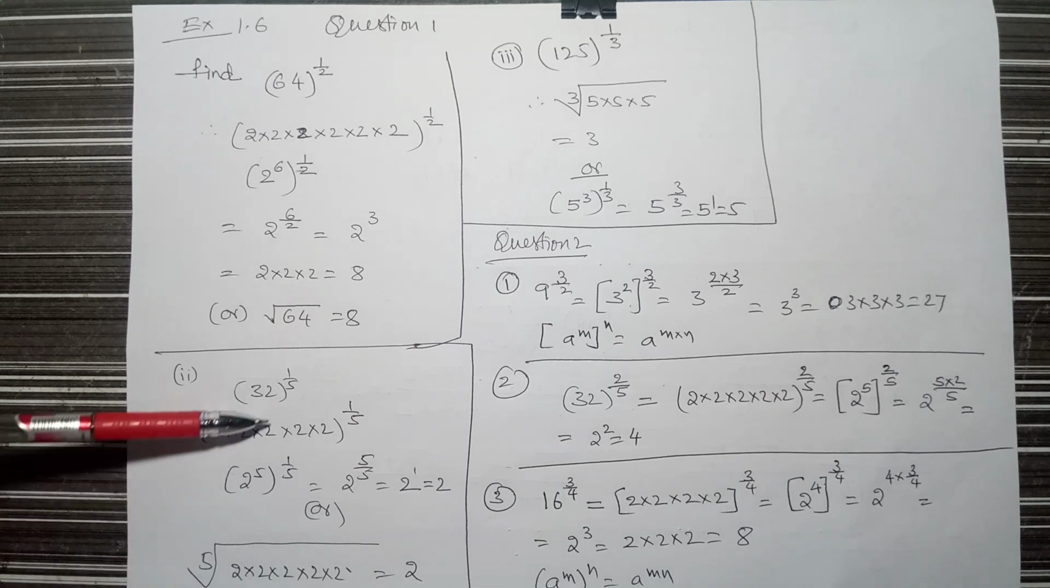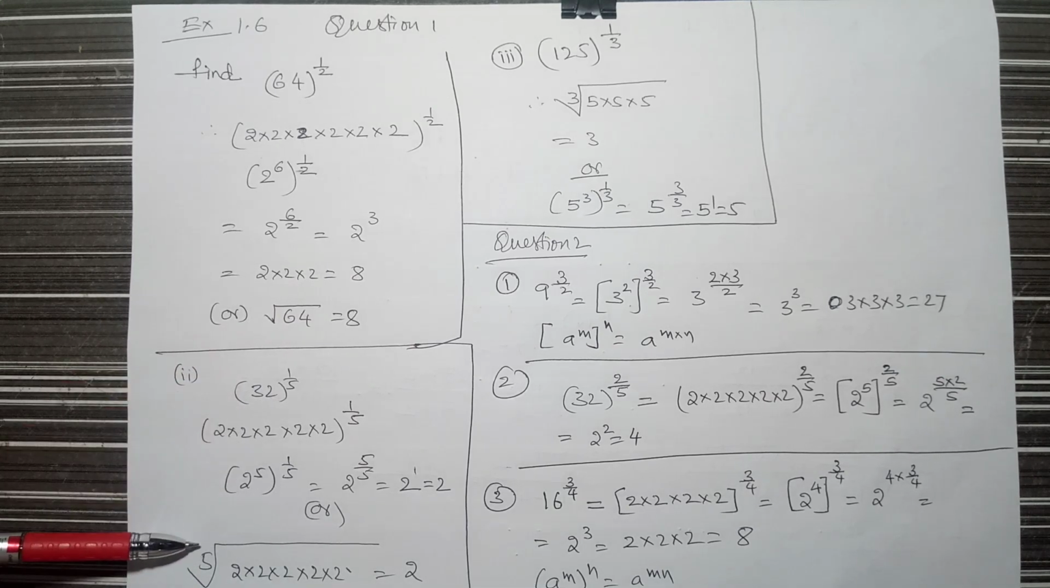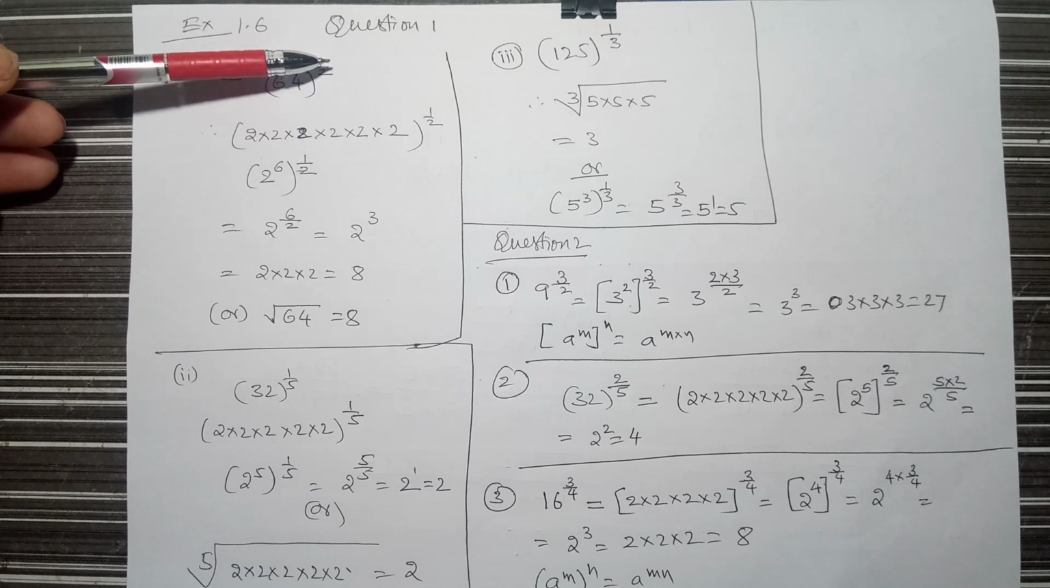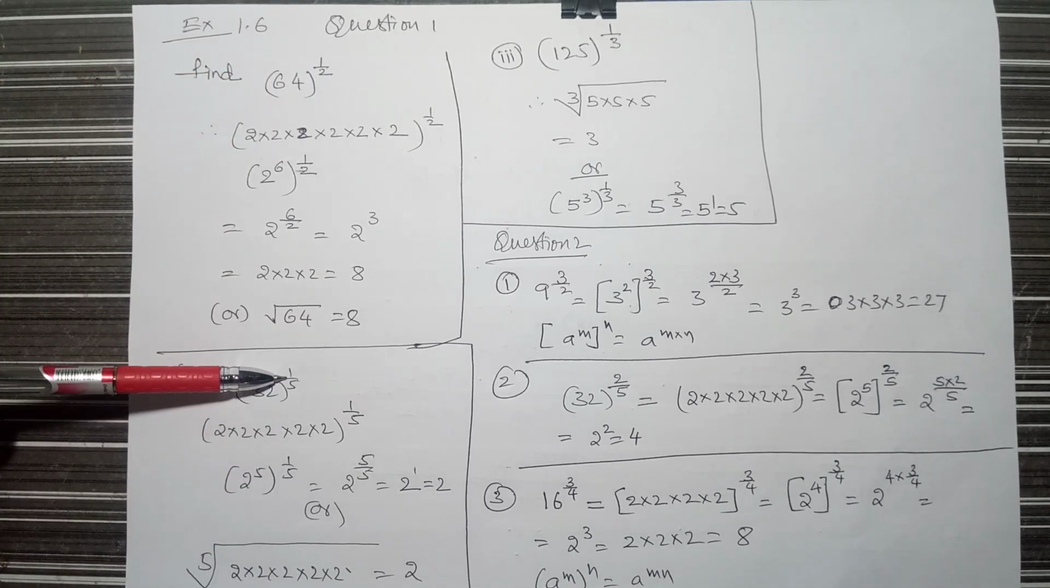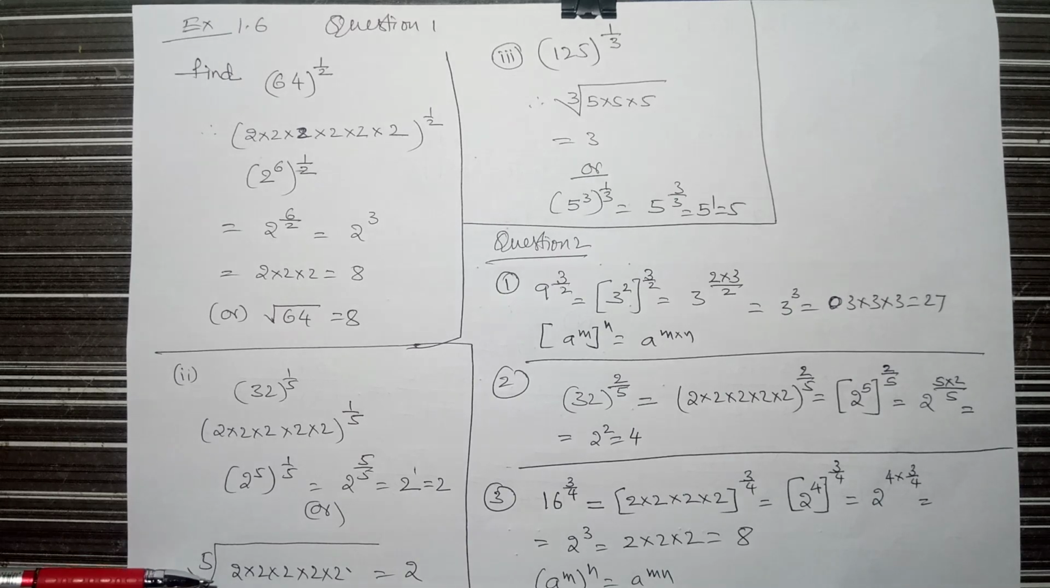Or we can write, 1 by 2 is called square root, and 1 by 5 is called fifth root. That means if the number inside is written 5 times as a multiple, then you have to write it down 1 time.